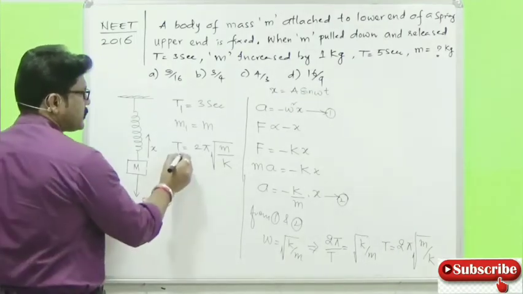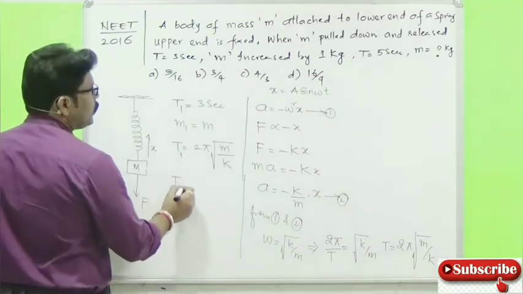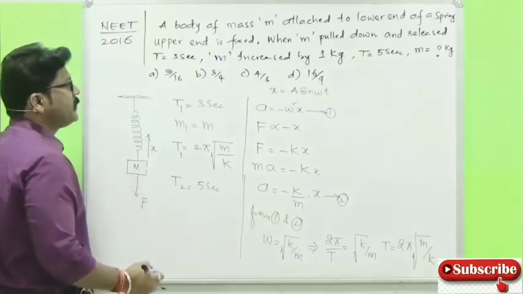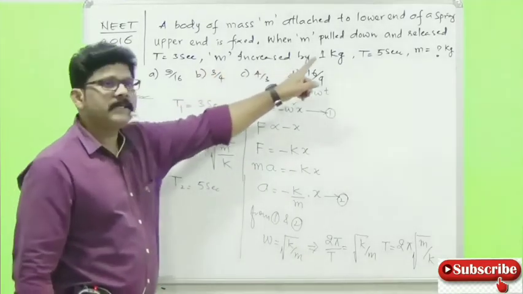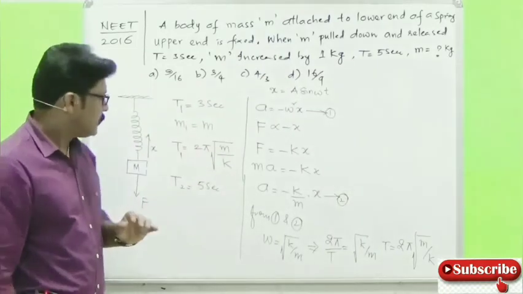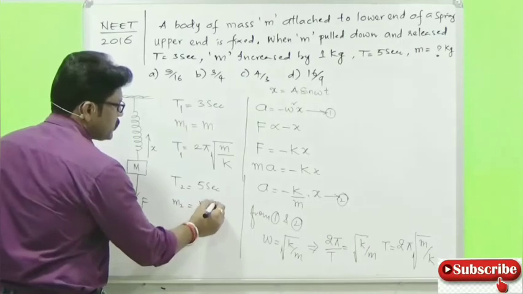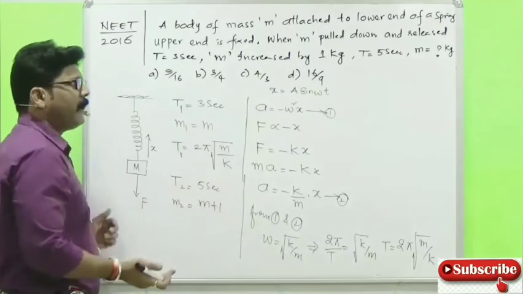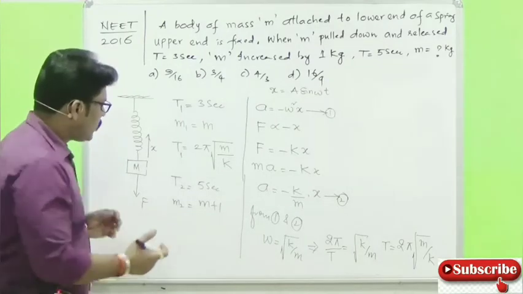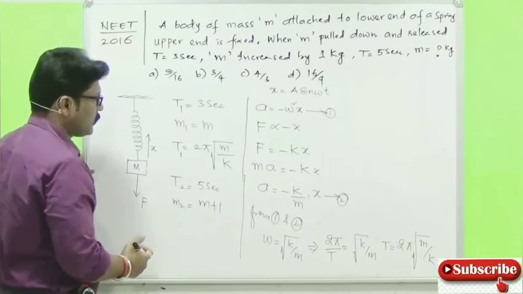Now let us take it as this is t1. Similarly, t2 equal to 5 seconds. When it becomes 5 seconds, the mass is increased by 1 kg. Now m2 equals m plus 1, because I don't know the value of m. What I know is m2 is m plus 1. Substitute that.